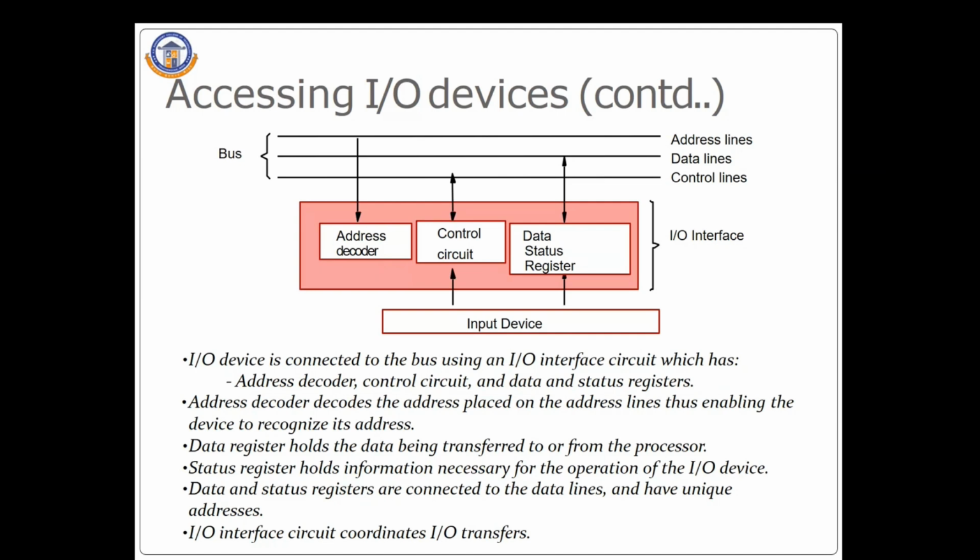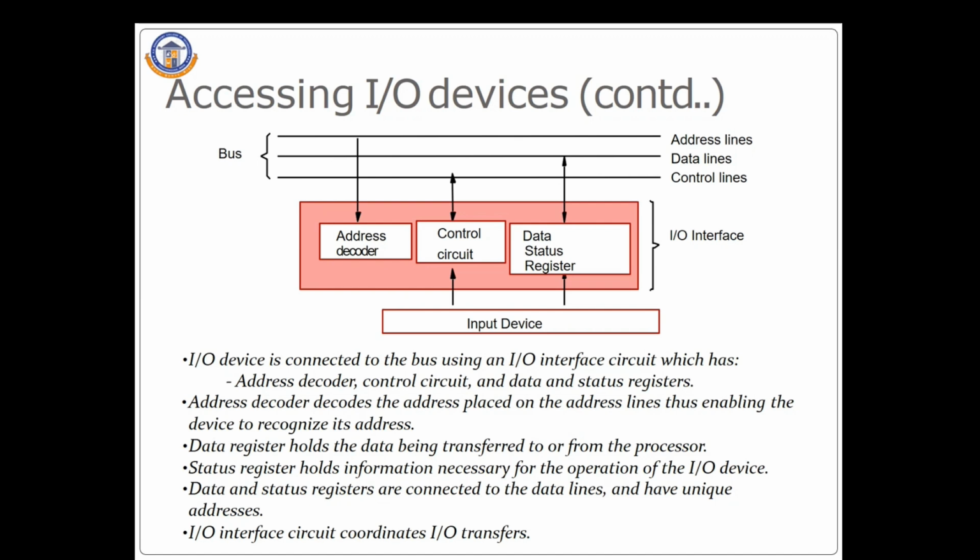When a processor wants to read the data from the input device, there will be several input devices connected. So the processor will place the address of the device on the address bus, and it will enable the control lines. That is, it will provide a read control signal, because it wants to fetch the data from the IO device, and it provides the address. This address is nothing but the device address.